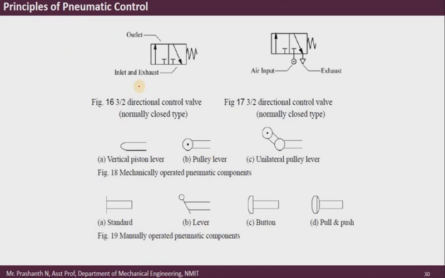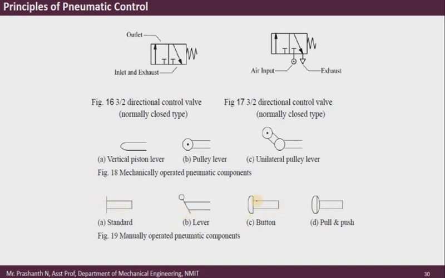Before that, a small recap. As you know, the control valves of the pneumatic systems, which we have already discussed, are 3x2 direction control valves. There are normally closed type and normally open type. All these different types of valves can be actuated either mechanically, using levers and pulleys or vertical piston levers, or manually as well. You can see these are the different means of mechanical or manual operation. These are mechanical operations, these are manual operations.